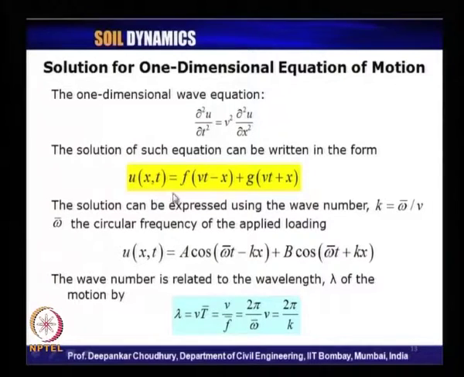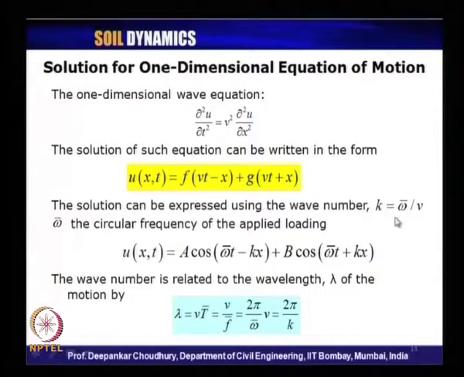U of x of t can be given as one function, v t minus x, that is before the phase of x, and plus x, that is after the phase of x. The solution can be expressed with respect to another terminology, which is called the wave number. Wave number is generally denoted by kappa. This is the symbol similar to our small k, it is kappa actually.